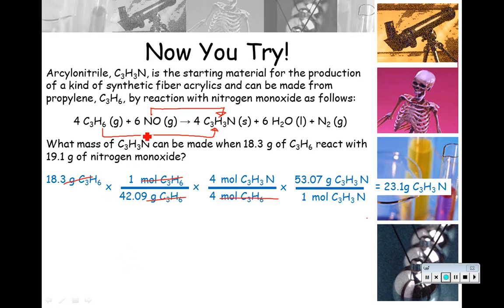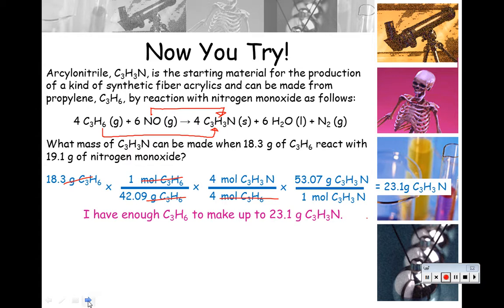That is if C3H6 is my limiting reactant. What that translates to is that I have enough C3H6 to make up to 23.1 grams. Let me run through the problems first and then I'll answer questions. Second prediction, I'm going to use NO as my reactant.